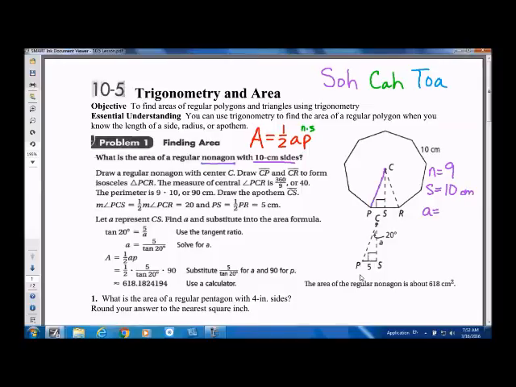Then we draw our triangle using our radii in the center of the circle, and we break out half of that triangle to be our special right triangle. We need to know the measure of our central angle. So we take 360 divided by 9, and that gives us 40 degrees for our central angle. But we want to go further than that, so we divide that by 2, and we get 20 degrees for this angle right here.